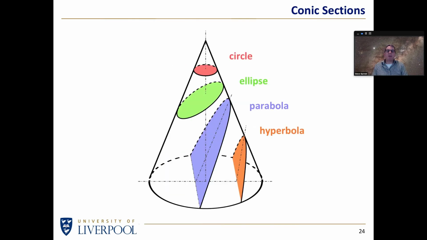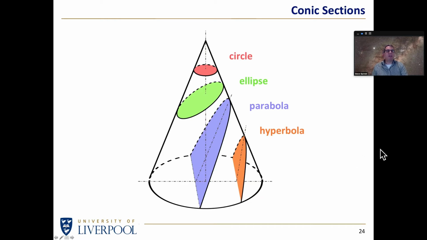Let's just remind ourselves of what these various shapes look like. They're called conic sections because if we take a cone with a particular axis vertically, and slice through that cone horizontally, we get a circle. If we slice through that cone at a jaunty angle, we get an ellipse. If we slice through the cone at an angle that's equal to the angle of the cone itself, then we get a parabola. And if we slice through at a larger angle, then we get a hyperbola.